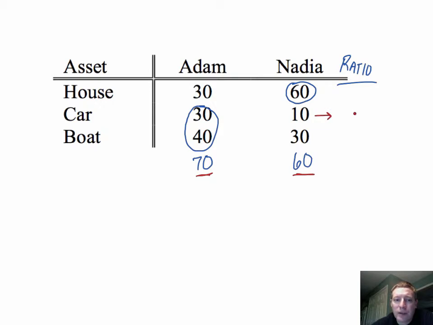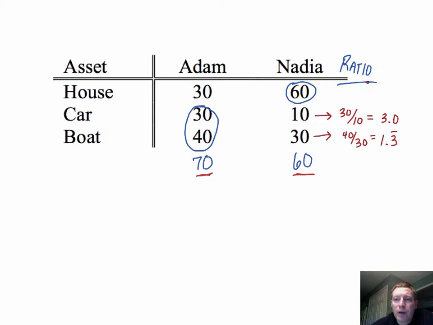We're trying to figure out which one is valued less by Adam. So the Adam to Nadia ratio of the car is 30 to 10, based on the point value. The Adam to Nadia ratio on the boat is 40 to 30. And this ratio should help us tell which item Adam prefers the least. So if we look at the ratio in reduced form, 30 to 10 reduces to 3.0, and 40 to 30 reduces to 1.3 repeating. So one of these ratios is clearly higher than the other one.